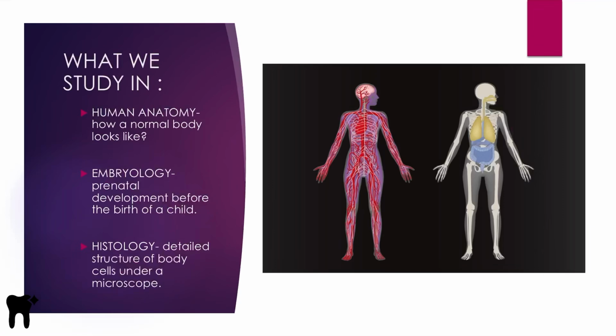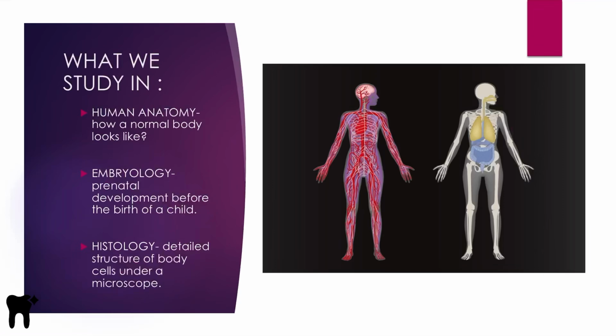Now, what you are going to study in your anatomy? In human anatomy, you are going to study how a normal body looks like, its skeletal structures, number of bones and different types of bones. In dentistry, we mainly concentrate more on head and neck anatomy, the muscles, blood supply, nerve supply and also the part of neuroanatomy, brain, spinal cord and how it functions.